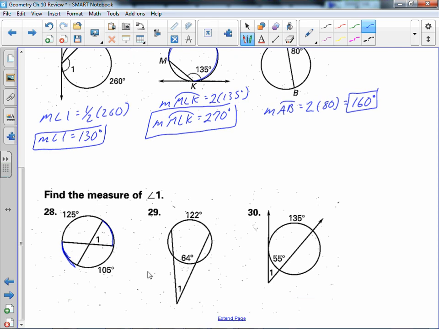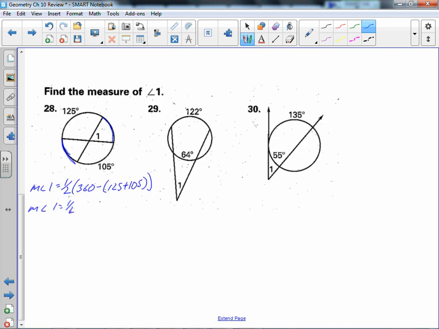So to solve this one, we're going to say that the measure of angle 1 is equal to 1/2 of 360 minus 125 plus 105. Which is going to give us the sum of those two arcs that go with the angle and its vertical angle. The measure of angle 1 equals 1/2 of 360 minus 230.